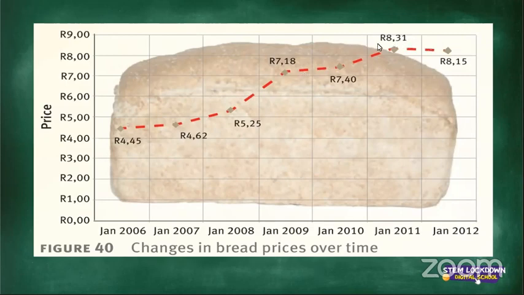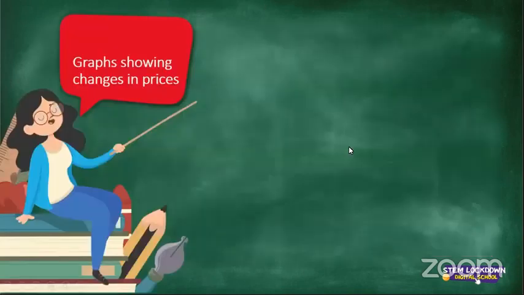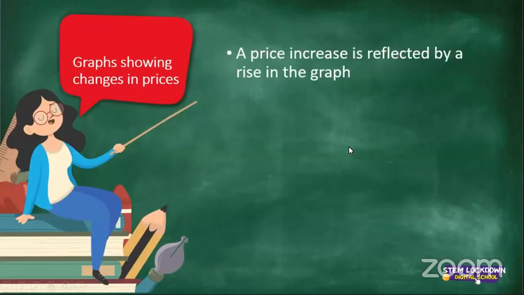And then it only decreased in 2012, where it was coming from R8.31 to R8.15. You understand this graph, right? It is showing changes in price. A price increase is reflected by a rise in the graph. I don't even need to explain it to you.